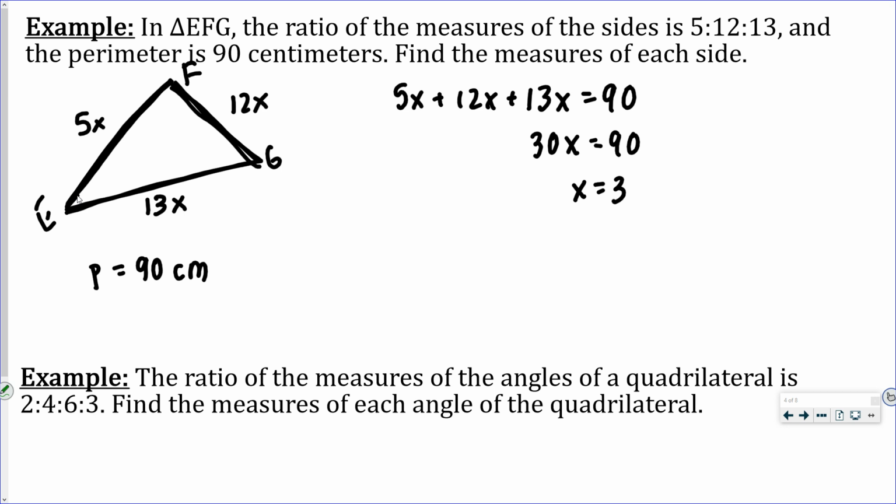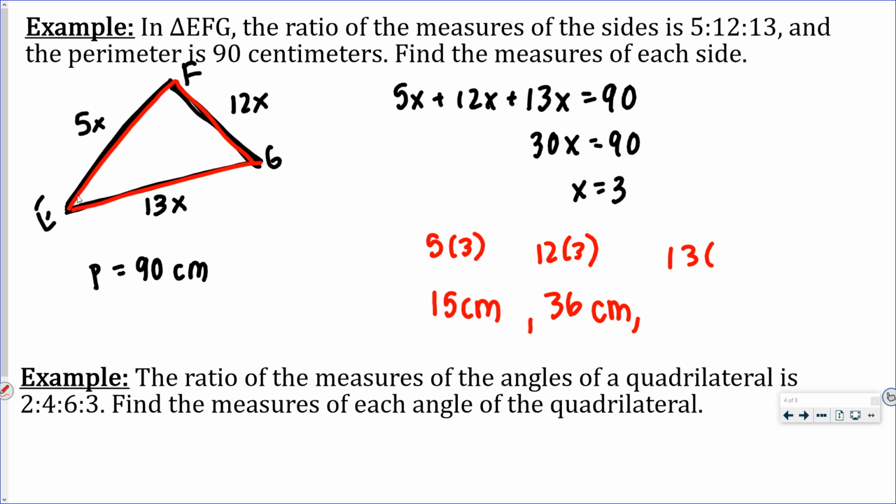All right, so to find the measure of each side length, I'll start with this one. EF, I said, was 5 times 3, so 15 centimeters. 12 times 3 is 36 centimeters. 13 times another 3 would be 39.